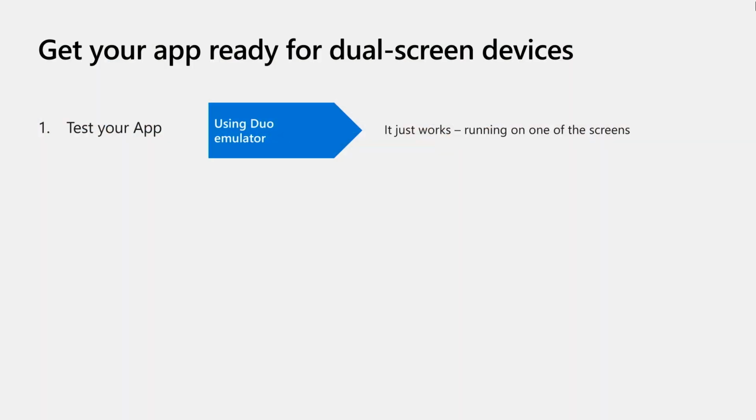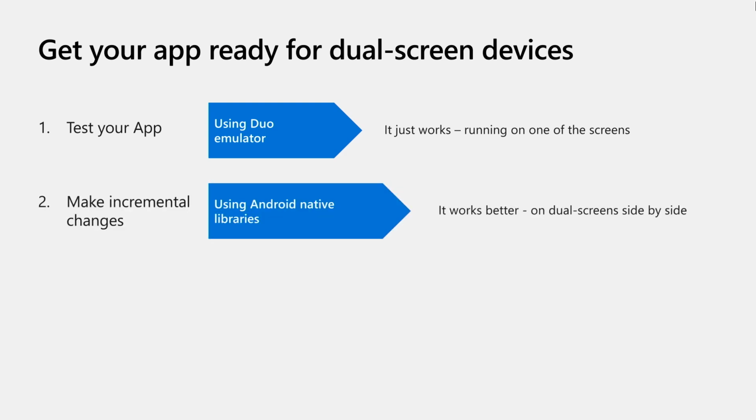To get your existing apps ready for dual screen devices, we recommend a phased approach. Step 1, download the Surface Duo emulator and test your app. Use it in single screen mode, both portrait and landscape, to verify it works well in the device's aspect ratio. Then try spanning it across both screens and start to think about how you might enhance that experience.